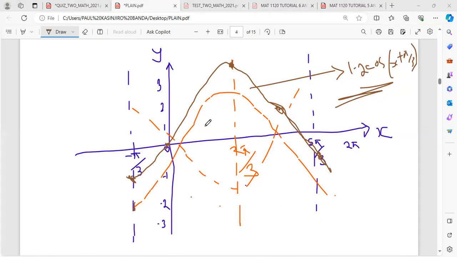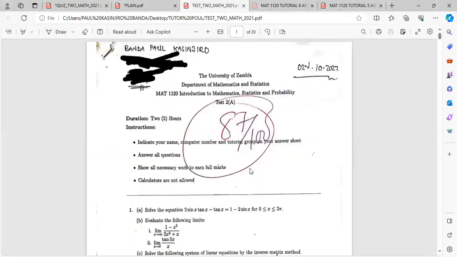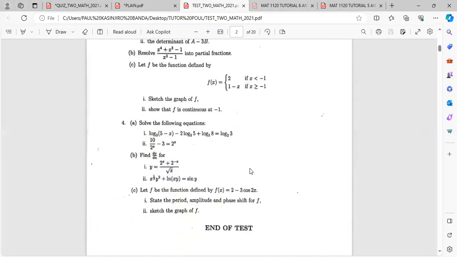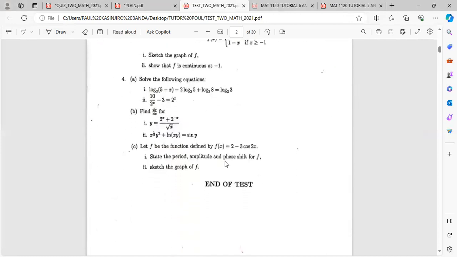Okay, that's how you solve that one. If you didn't understand this, then you are going to understand on the next one. So we are going to solve a similar question here. Where is it? This one here down.